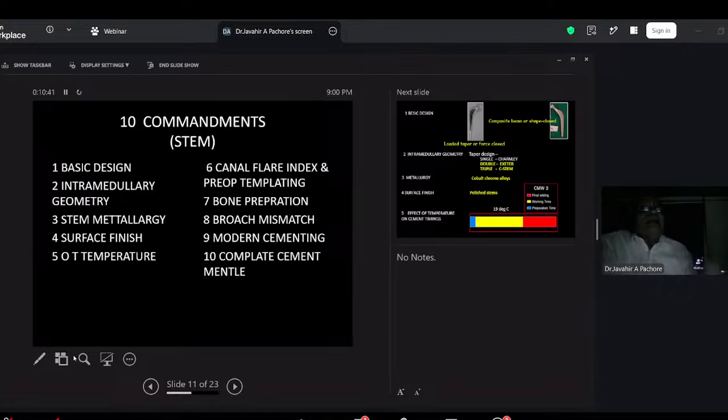And modern cementing usually uses hypotensive anesthesia. That is very, very important. Pulse lavage, retrograde cementing, air vent, pressurization, all that comes under modern cementing. And you should have a complete cement mantle on AP and lateral in all 7 zones.